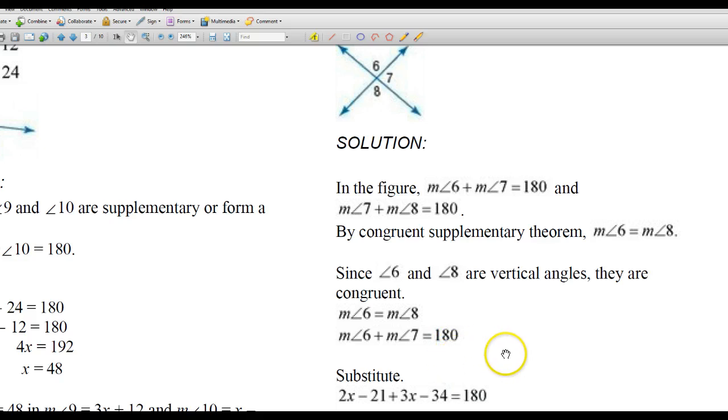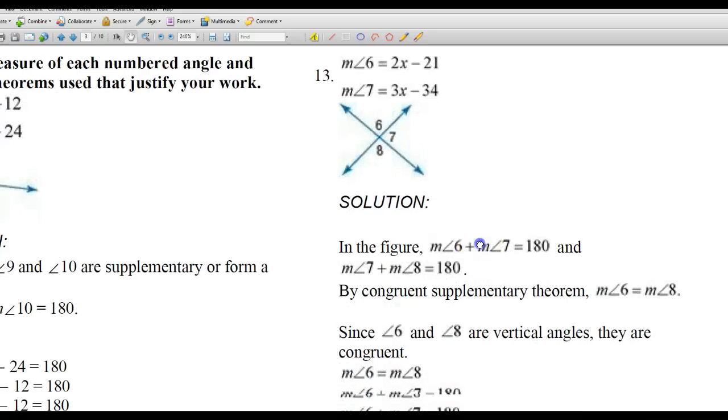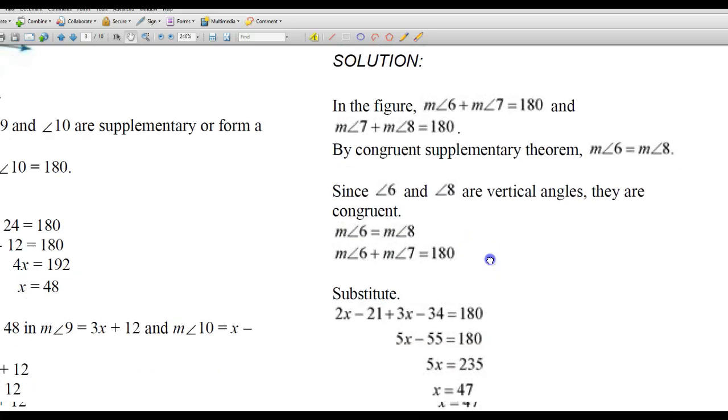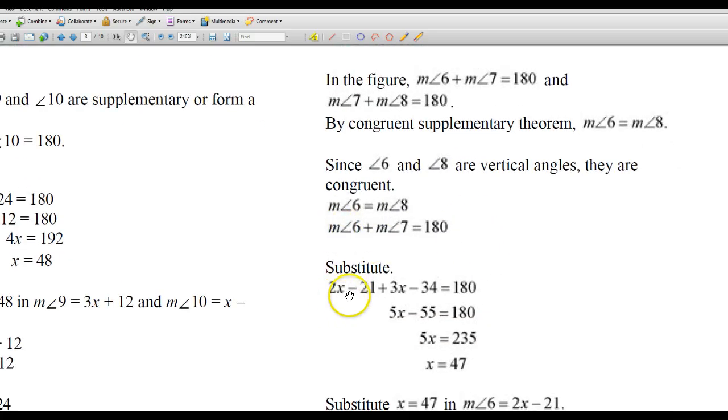The measure of angle 6 plus the measure of angle 7 is equal to 180. So we can substitute in what we have here for the measures of 6 and 7. So for 6 we have 2x minus 21. For 7 we have 3x minus 34, and that's equal to 180. We combine our like terms, we get 5x minus 55. We add 55 to both sides, and we divide both sides by 5. So x is equal to 47.